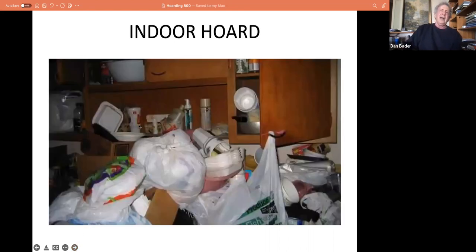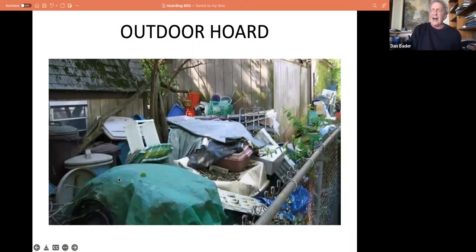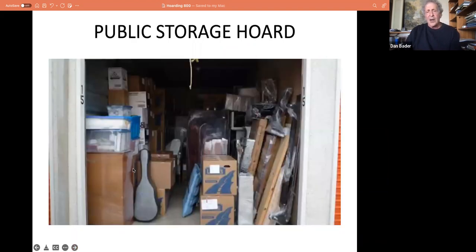So here we have a photograph. This is an indoor hoard. You can see it's a kitchen and it has considerable clutter and may not be really even usable. Here's a slide of an outdoor hoard where the neighbors don't appreciate this kind of a hoard. And it can lead to clearly bad feelings with neighbors. Here we have the public storage hoard.